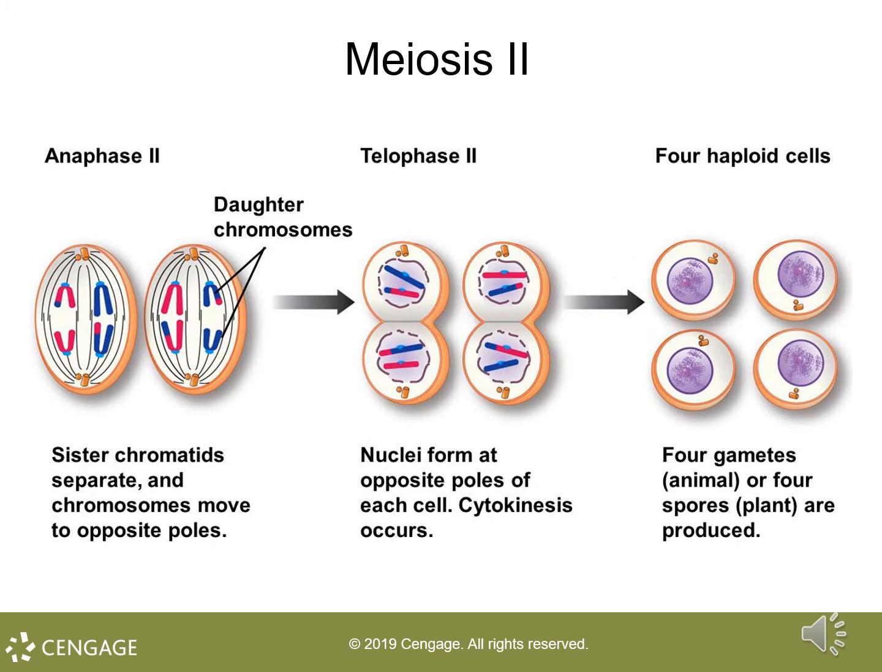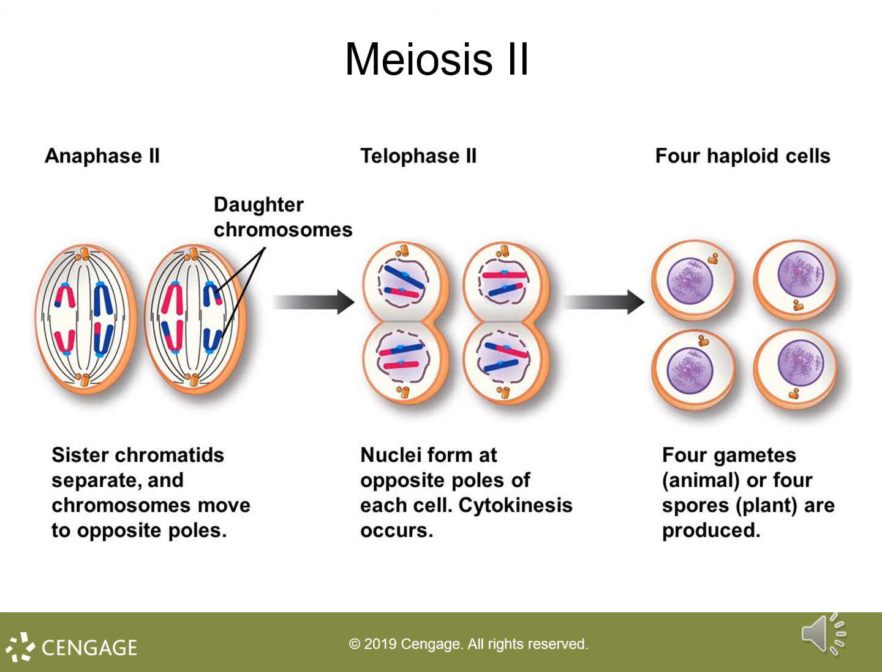Meiosis 2 proceeds to anaphase 2, and our sister chromatids separate, and the chromosomes move to opposite poles. In telophase 2, the nuclei form at opposite poles of each end, and cytokinesis occurs. And in the end, we have 4 haploid cells. And so we have 4 gametes for animals, or for plants, they would be spores that are produced.